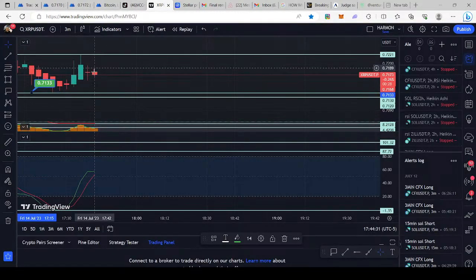Let's go back to XRP, and we want to see our 3-minute come down. And then we will enter more of our position.